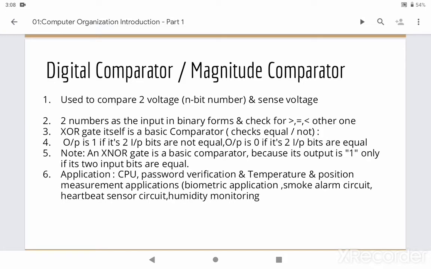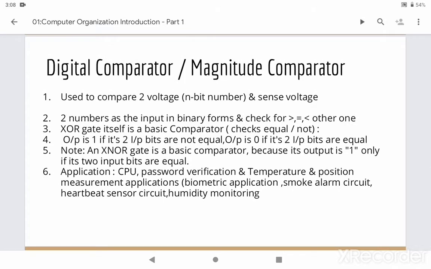Then what about XNOR? An XNOR gate is also a basic comparator because its output is 1 only if its two input bits are equal. So if the two input bits are equal, the output will be 1 in the case of XNOR.